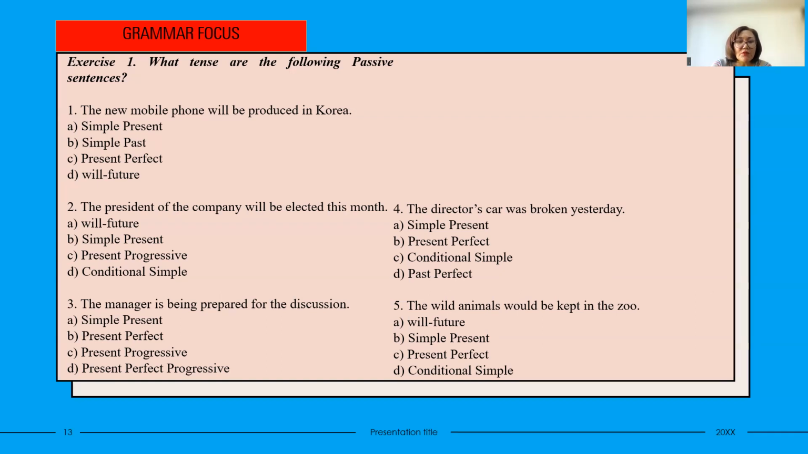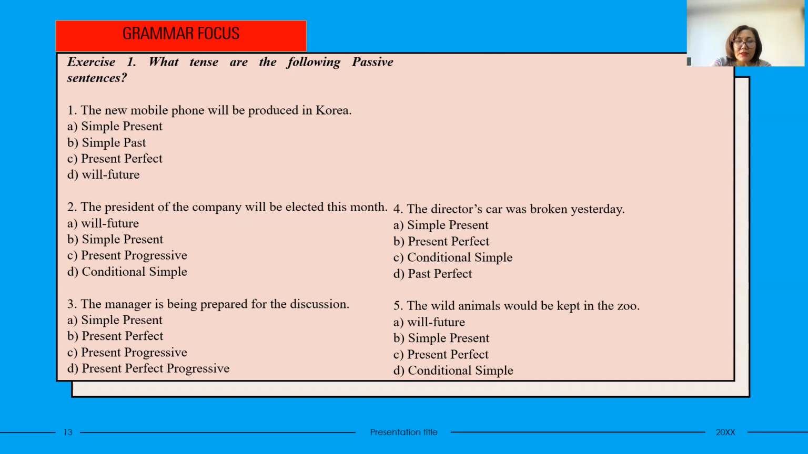The director's car was broken yesterday. So you can easily guess from the word yesterday that this is past tense. And now please choose the option between two, present perfect and past perfect. Which one? Of course, present perfect.